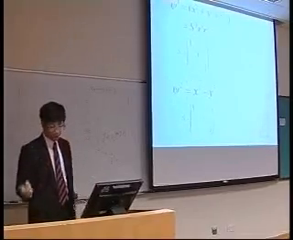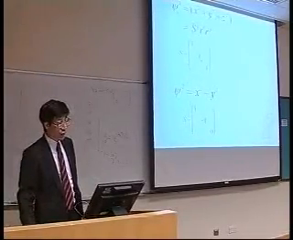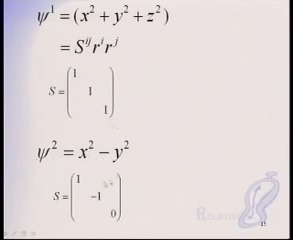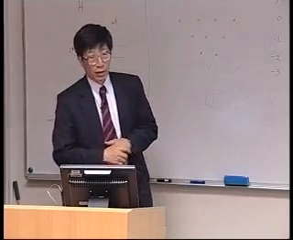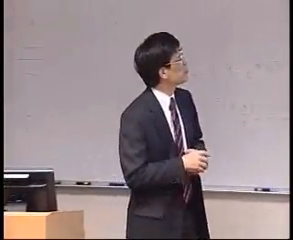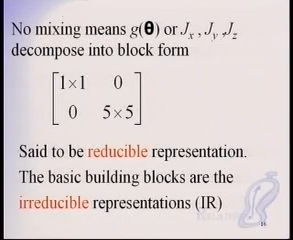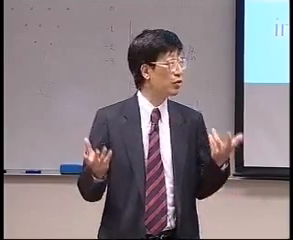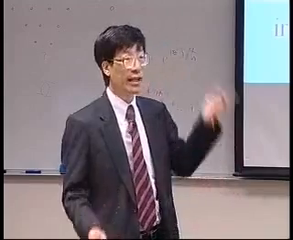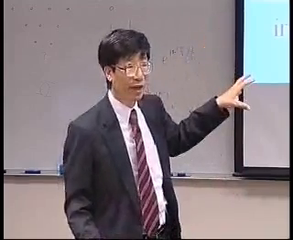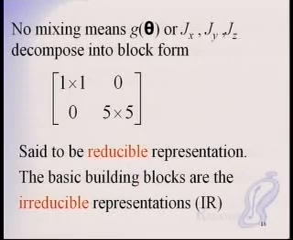So I've shown you two examples. Psi 1 corresponds to this matrix. Psi 2 corresponds to this matrix. So this has non-zero trace, this has zero trace. Okay? So when there is no mixing, that means if I work in this 6-dimensional subspace, everything is represented by a 6x6 matrix, then all these matrices break up into block form as a 1x1 matrix, a 5x5 matrix, and 0. That means they do not mix.